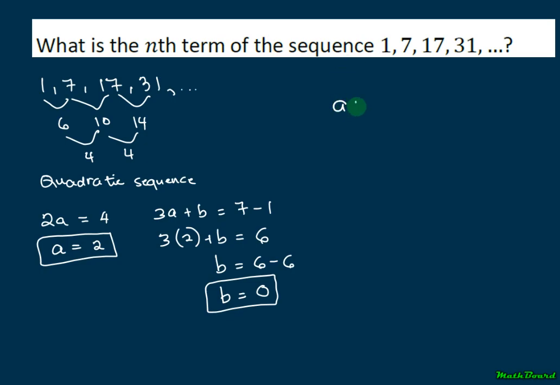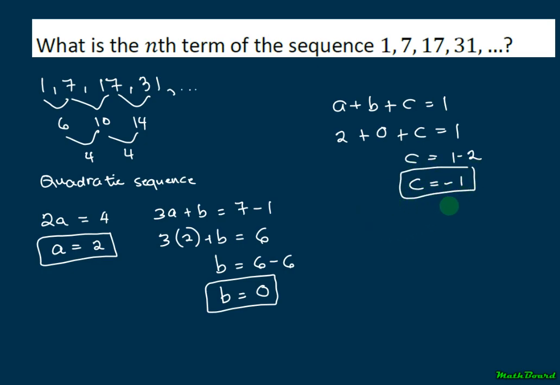Then, to find c, a plus b plus c equals the first term, 1. Our a is 2, b is 0, so c equals 1 minus 2, c is negative 1. The quadratic expression follows an squared plus bn plus c. Finally, our a is 2, so that's 2n squared. b is 0, so we can remove this, then minus 1. So therefore, the nth term of the sequence is 2n squared minus 1.